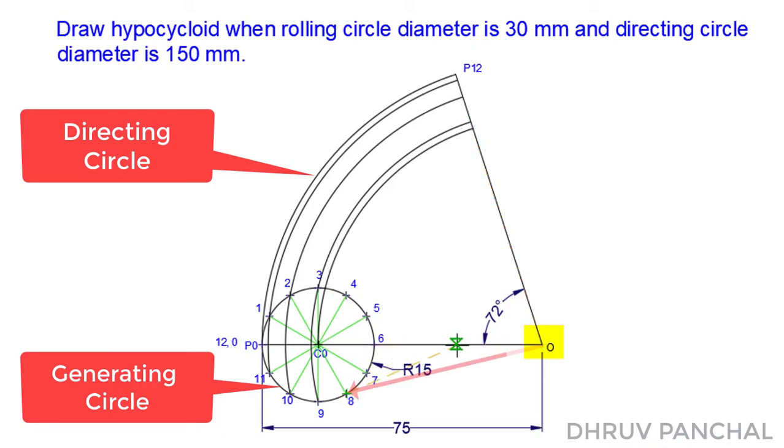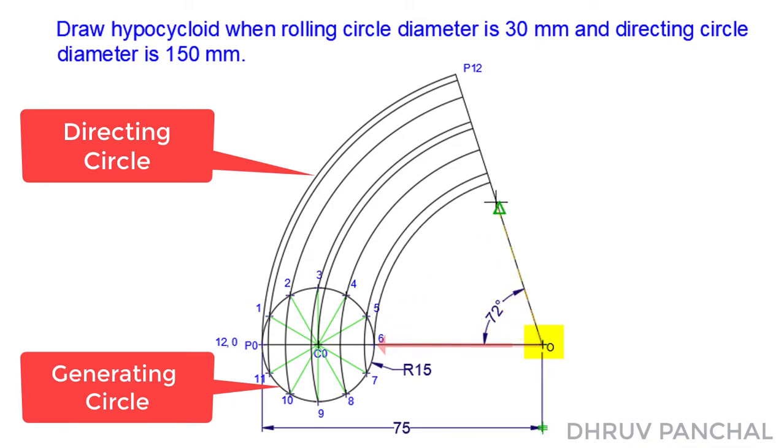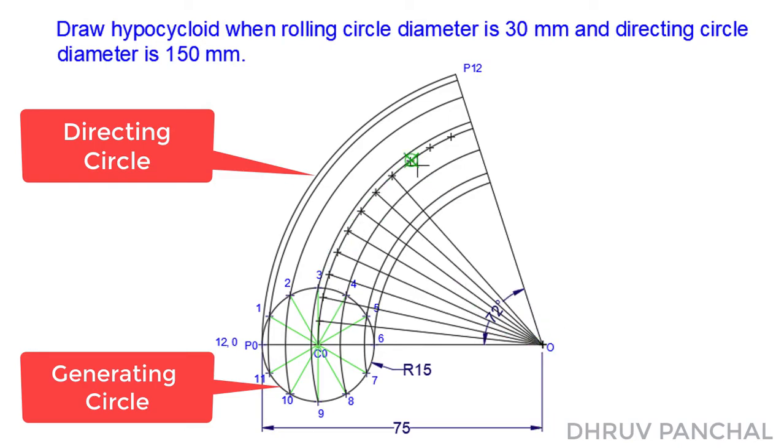Take point O as a center, draw an arc passing through points 4 and 8. Take point O as a center, draw an arc passing through points 5 and 7. Take point O as a center, draw an arc passing through point 6. Now divide the arc passing through the center point of the generating circle into 12 equal parts and name the points as shown.